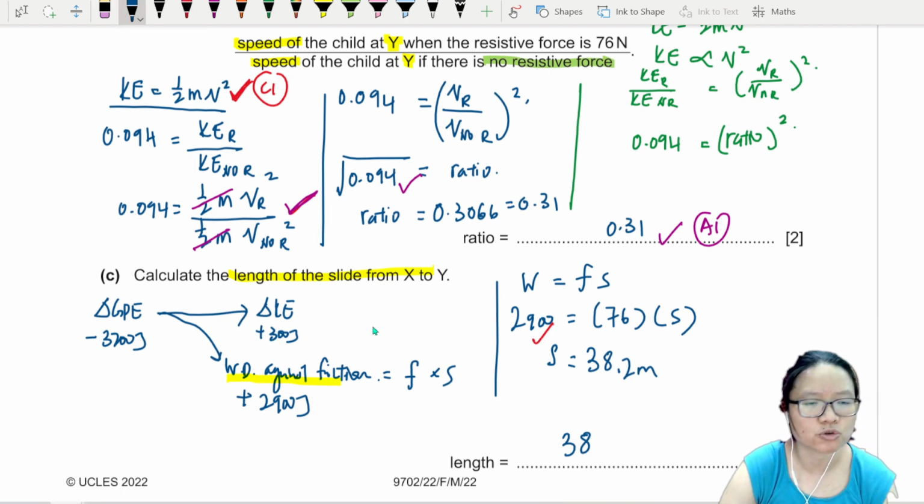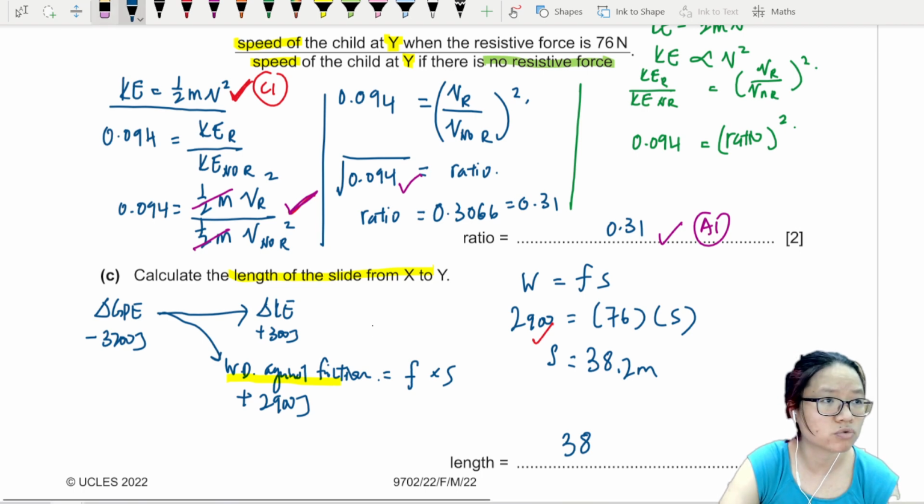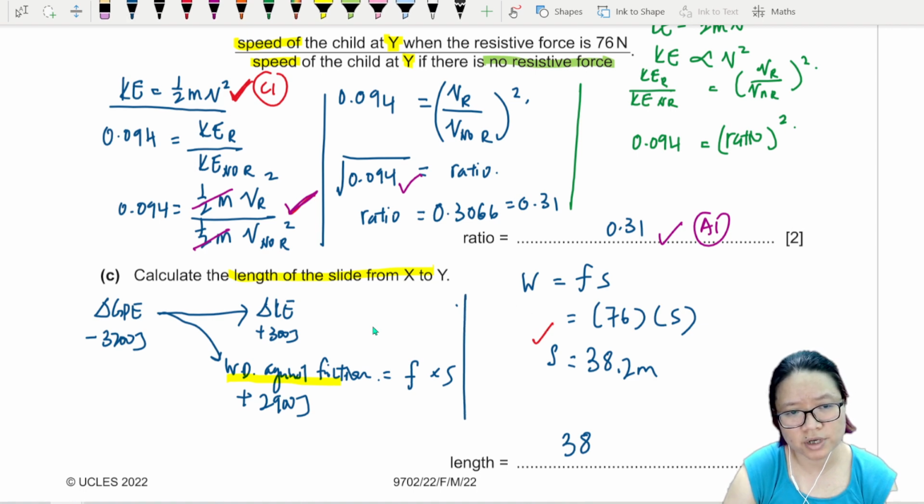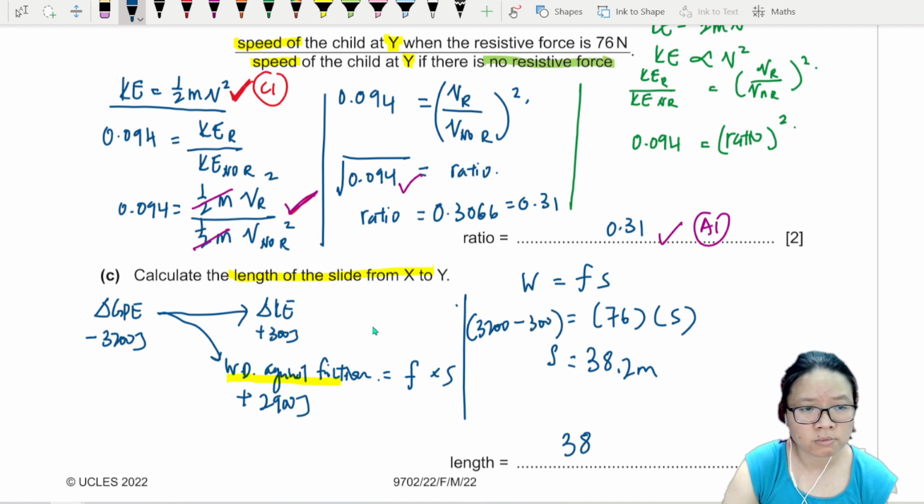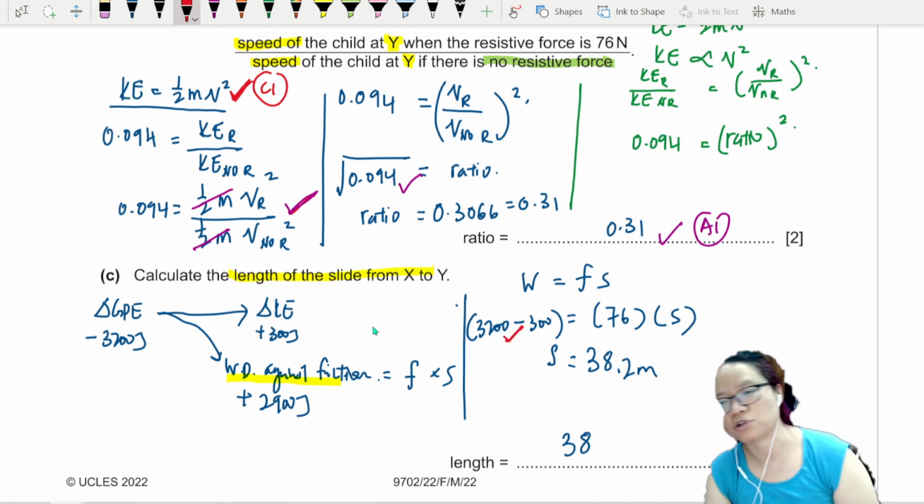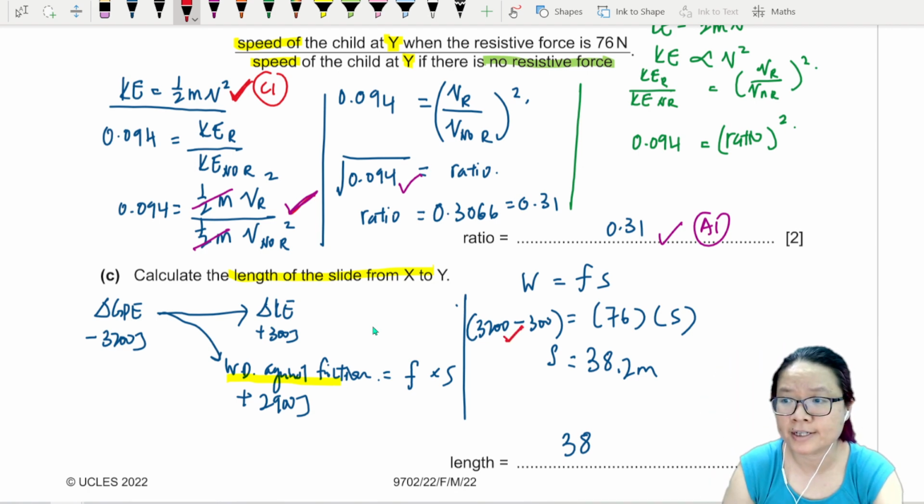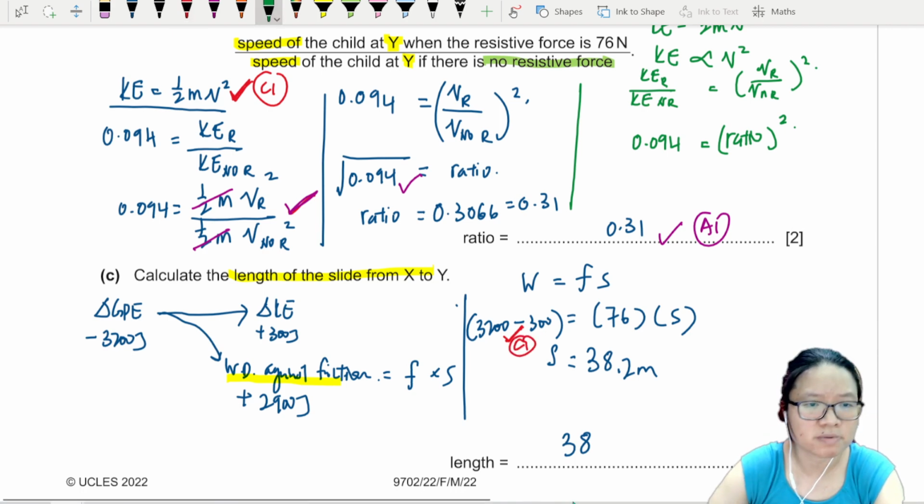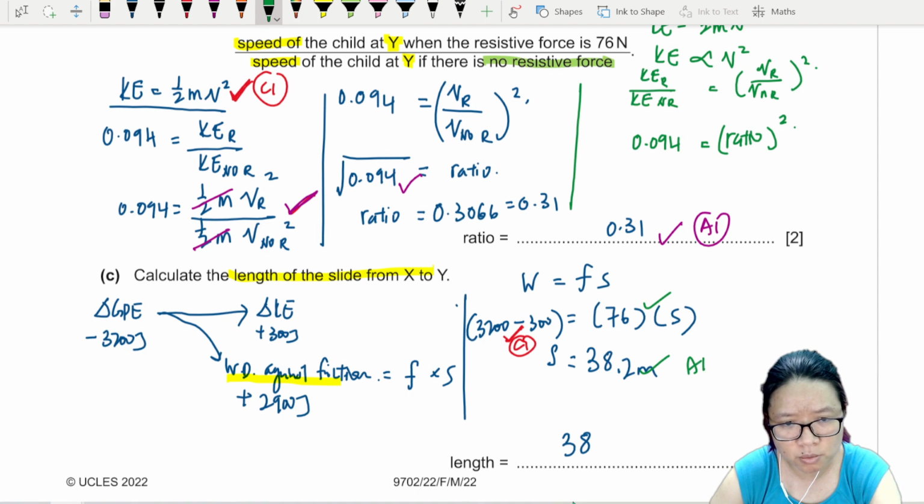Basically, you know how to use the conservation of energy. So if you don't want to draw this, you could also write this 2900 as 3200 minus 300. Okay, this part here, whether it's 2900 or 3200 minus 300, is 1 mark, C1. And then all the subsequent calculation is A1.